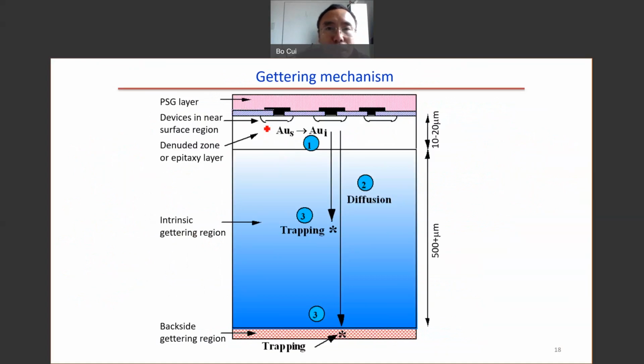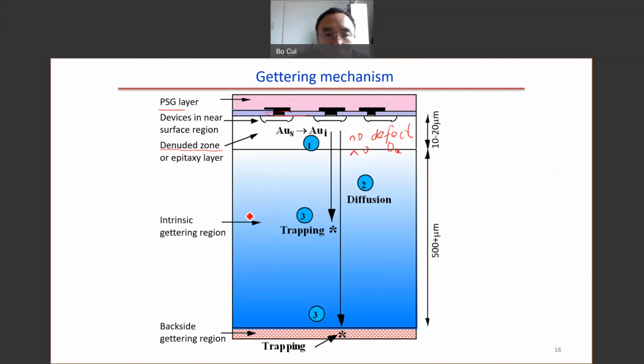Here is the gettering process. On the top we have this phosphorus silicate glass layer to trap alkaline ions. So the device here, the transistor, is on this layer here. Now this part is called denuded. That means no defect, no oxygen. So no oxygen, no defect in this denuded region, because we have a device here. We want to keep this area clean, so they call it denuded.